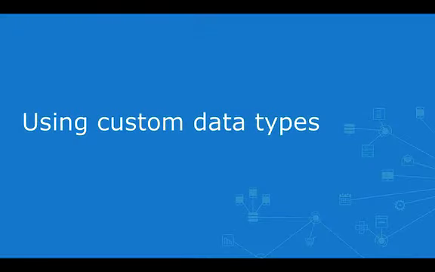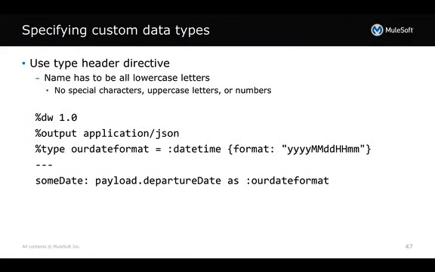Using custom data types. When specifying custom data types, we can put them in the header directive if we'd like. The name of the custom data type has to be in all lowercase letters, and you cannot contain any special characters. The header in the top, as you can see in this example, specifies a custom type called OurDateFormat, which is equal to the date time with a format of YYYY, MMDDHHMM.